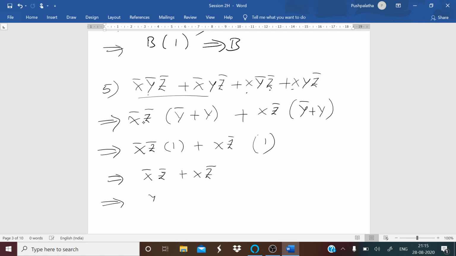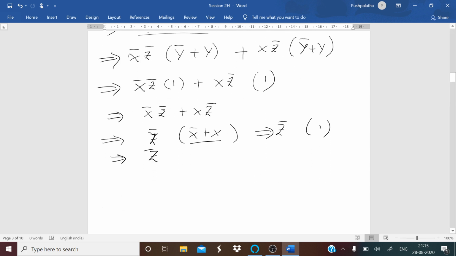So what is common here? z bar into x bar plus x. So what does this become? x plus x bar becomes 1. So the answer is z bar.